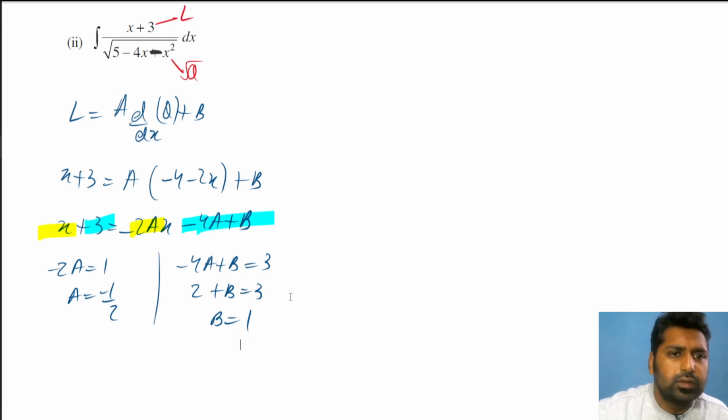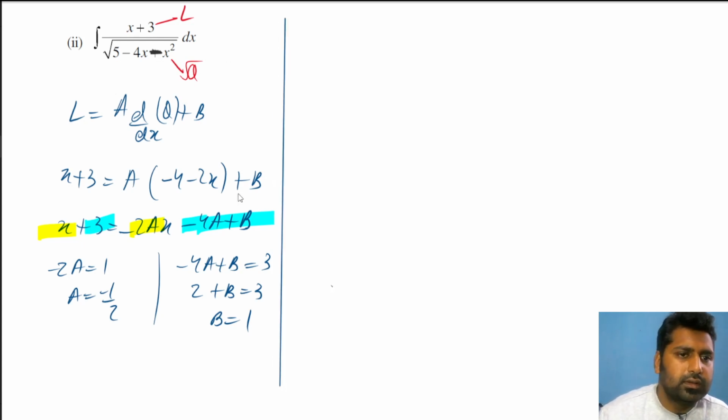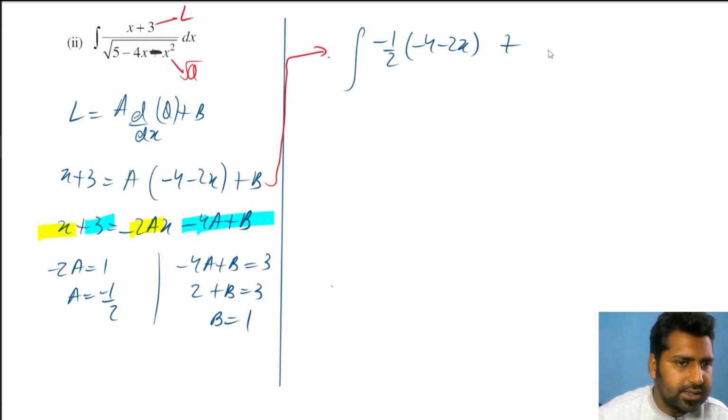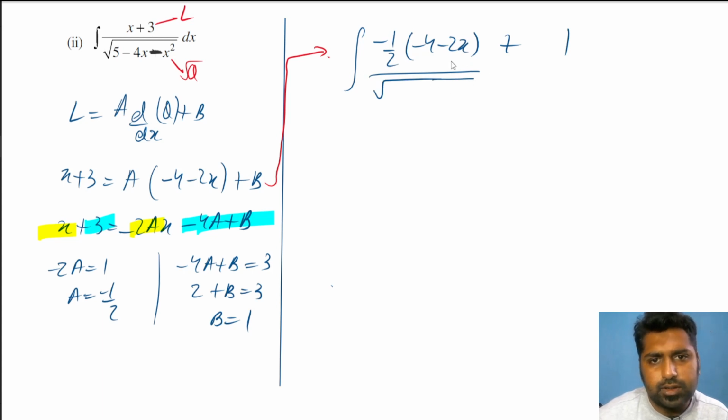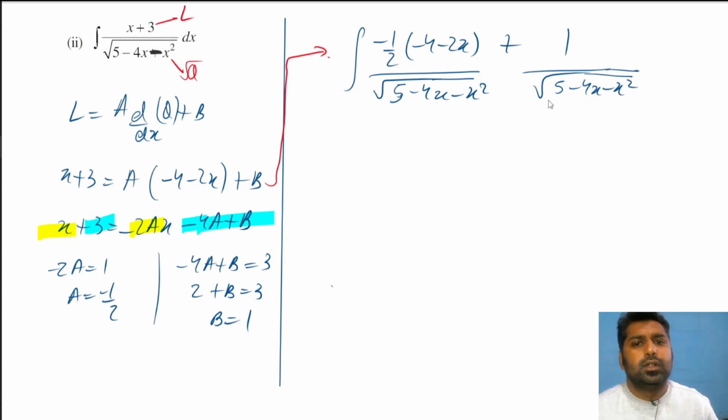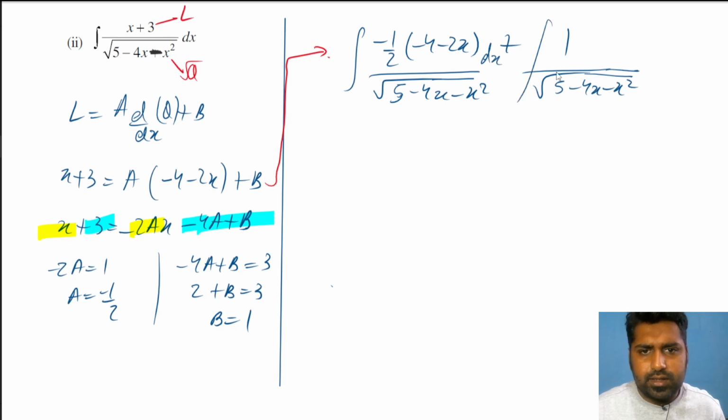So now let's start the integration. Okay. So we'll use this step. We'll write the numerator of the integration using this. A is minus 1 by 2, so minus 1 by 2 into minus 4 minus 2x plus b is 1, and split the denominator. Denominator in two parts here: 5 minus 4x minus x square, 5 minus 4x minus x square. And split dx, integration also dx.